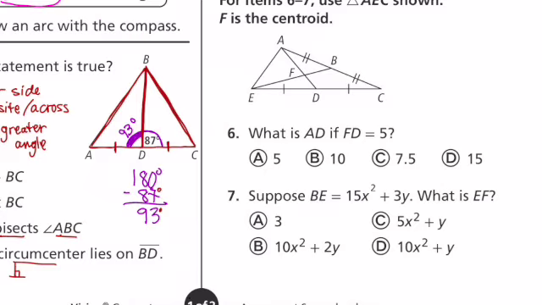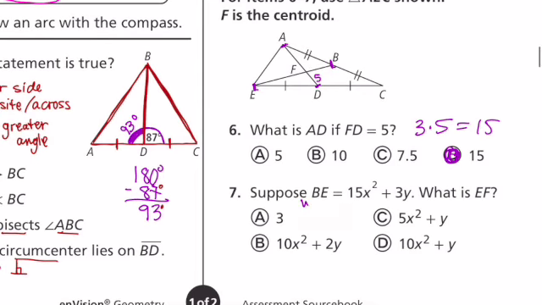Okay, so number 6 and 7 for the test. It says that FD, this little guy, is 5, but we want to know the whole thing. Well, AD is the whole thing, so we're just going to do 3 times 5, and that's 15. So there's our answer. And then it tells us that BE, that's the whole thing, right? That's the biggest one. And we want EF, which is the medium size one.